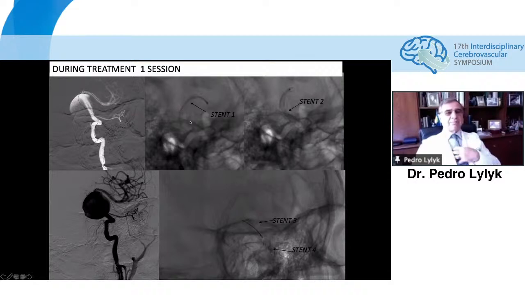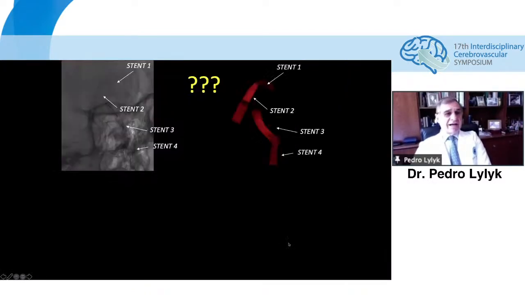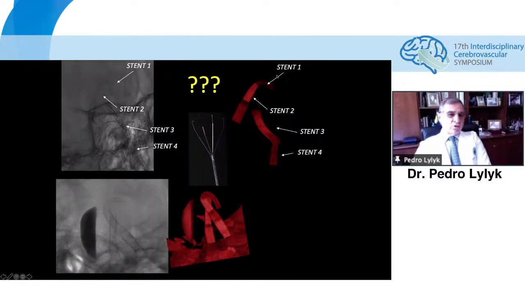I ruptured the bridge between the first and the second stent, as you can see there. So I had to come back with another device, which is called an elevator. That was the situation. So I grabbed the distal two with the elevator, and I took them inside of the aneurysm, and I was able to reconstruct.